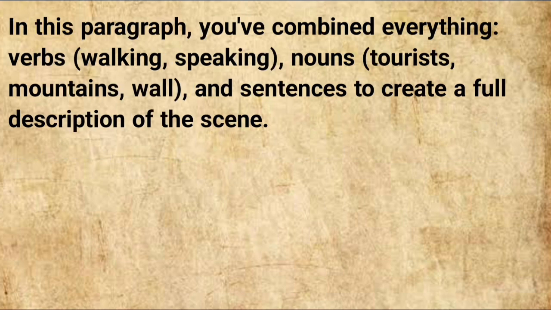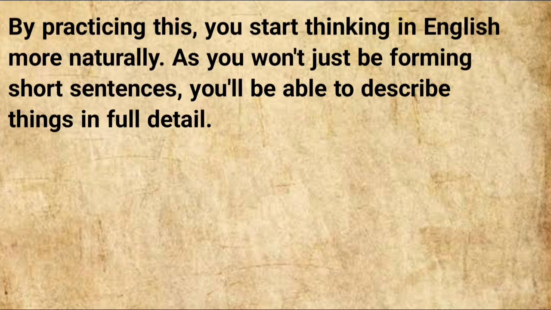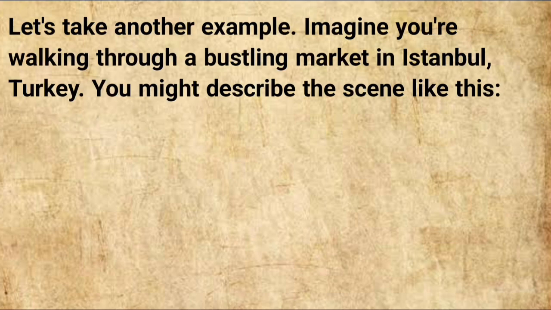In this paragraph, you've combined everything: verbs, walking, speaking; nouns, tourists, mountains, wall; and sentences to create a full description of the scene. By practicing this, you start thinking in English more naturally. You won't just be forming short sentences, you'll be able to describe things in full detail. Let's take another example.